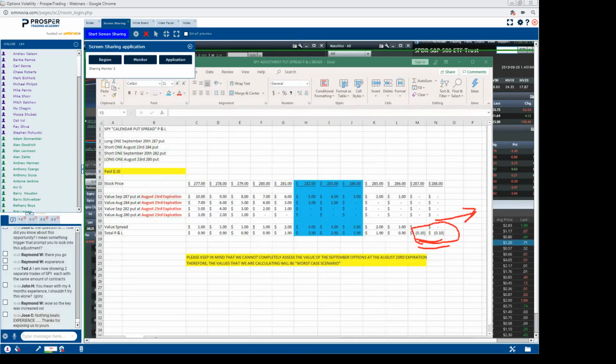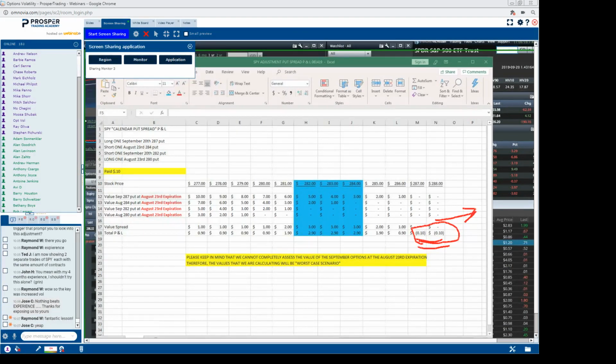Raymond, that was one of the things. The increased vol accounted for about an extra 20 cents in that put spread. So if vol was where it was at yesterday, that put spread would have only been worth about 80 cents. But we were able to sell it for $1.